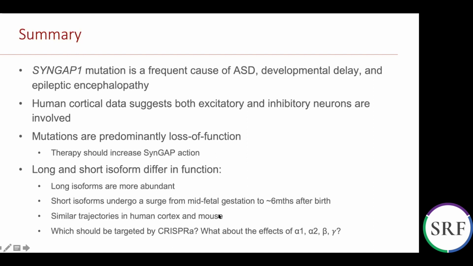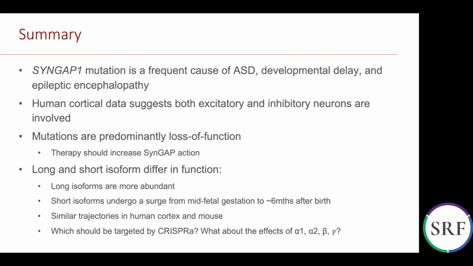Encouragingly, we see similar trajectories in the human cortex and the mouse. There's always this question about what model should we use. Should we be using cell lines, organoids, non-human primates, or mice? That differs for what you're looking at, but from the point of view of gene expression, the mouse seems like a pretty good model. And I think this raises a really important question about future therapeutics.